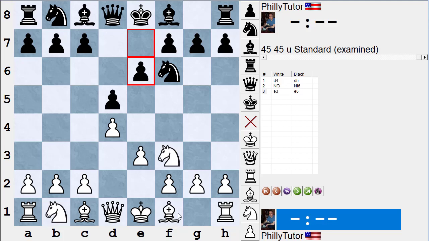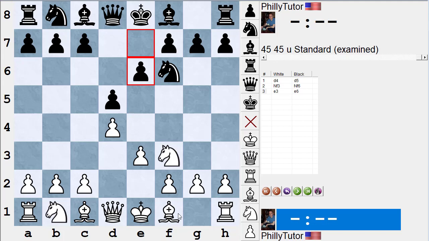But taking 2 minutes on this move is insane because it's not critical at all. Your opponent has no threats, there's no danger, there's no clashing of the pieces. So this is actually the kind of move where, if you don't know what to do, you probably want to take 20 seconds in a 45-45 game rather than 2 minutes.